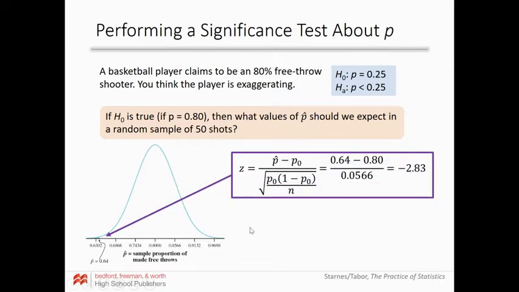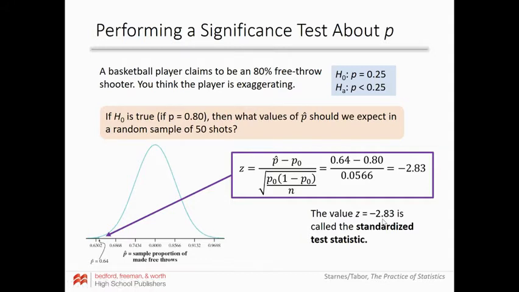And so we can find out how far it is, or how many standard deviations it is away, by taking the z-score from the standard normal curve. We do that by using this formula: p hat minus p naught all over the standard deviation, to get that it is negative 2.83 z-scores away from the mean. So we're pretty far away from the mean right now. And we say that the value z is negative 2.83, and we call that the standardized test statistic.